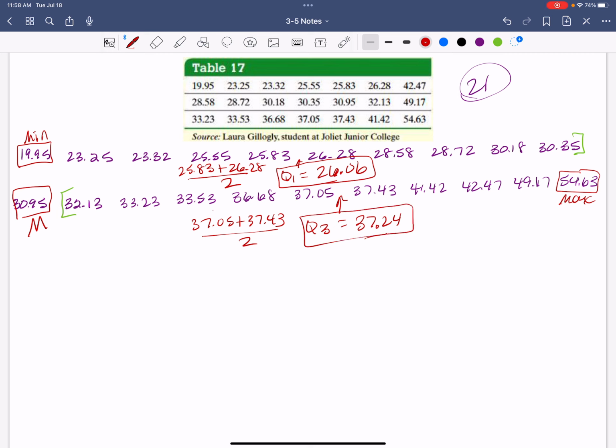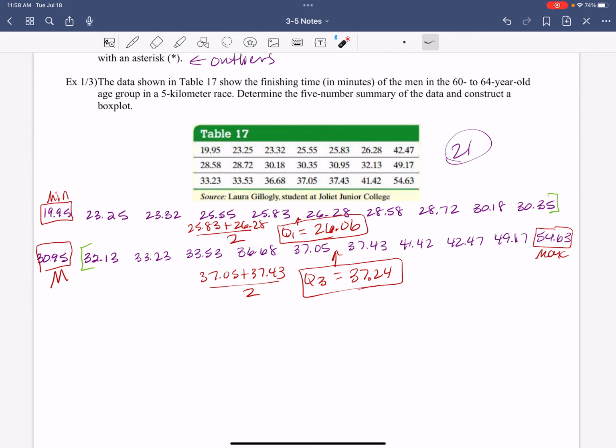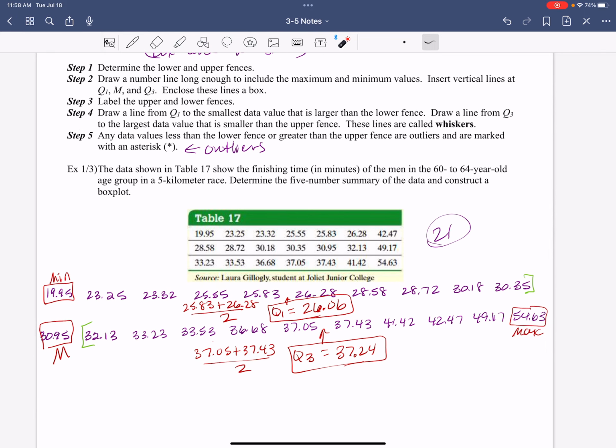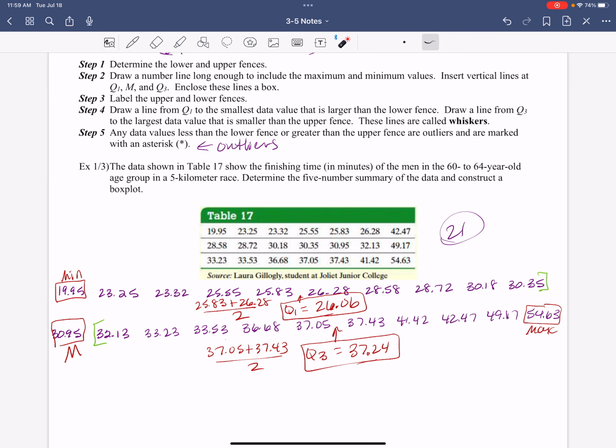Now remember, just like we talked about in that last section, you have to put parentheses around that in order to get it to work in your calculator correctly. Okay. So if you didn't have those numbers, that could be the issue there. All right. Now we've got our 5-number summary. So step 1 is to determine the fences, because I need to know what are my outliers, or do I even have any? You're not guaranteed to have outliers. You might. And then you need to figure out what that is.